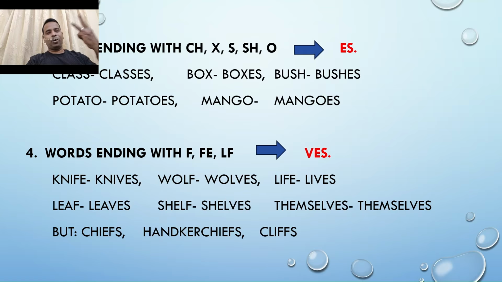Now coming to the third point, words ending with ch, x, s, sh and o will be suffixed with es. जैसे कि आप एग्जाम्पल में देख पा रहे हैं, mango will become mangoes, bush will become bushes, potato will become potatoes, box will become boxes, class will become classes.